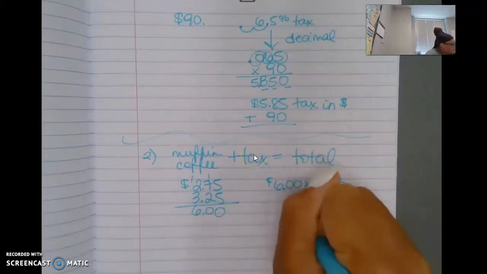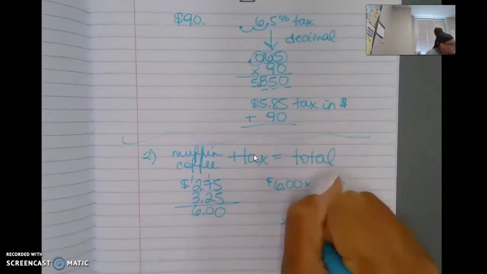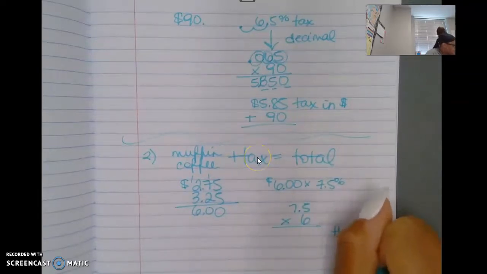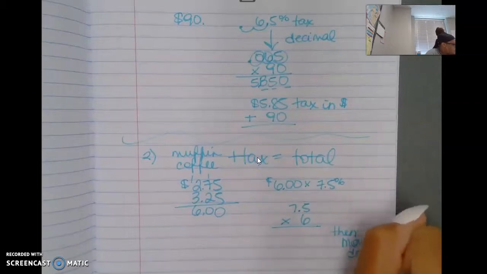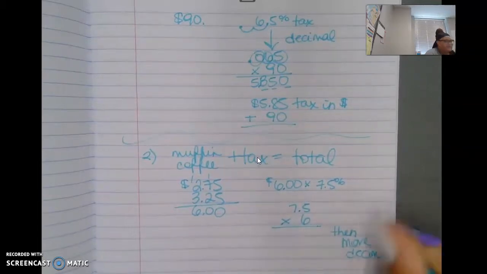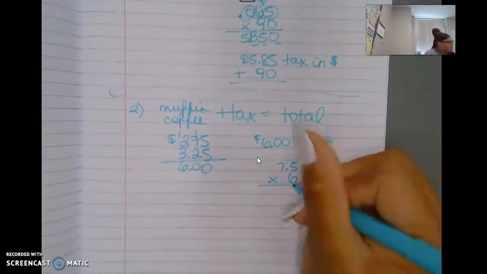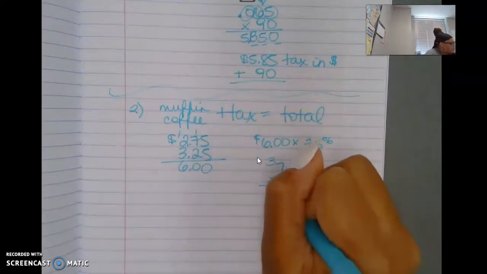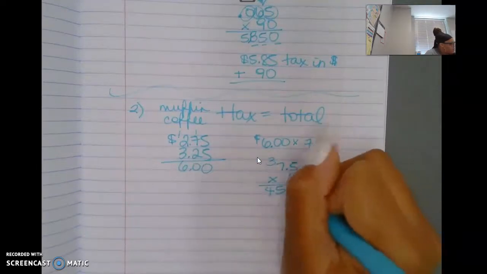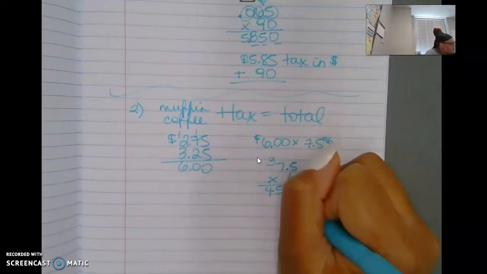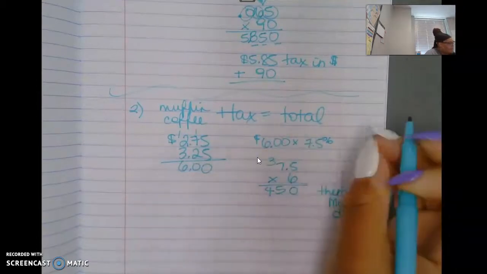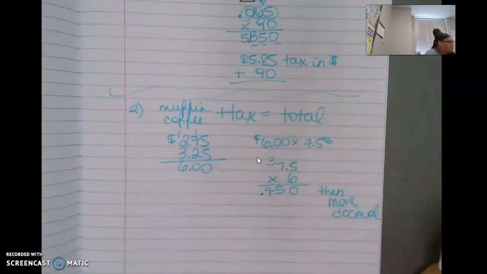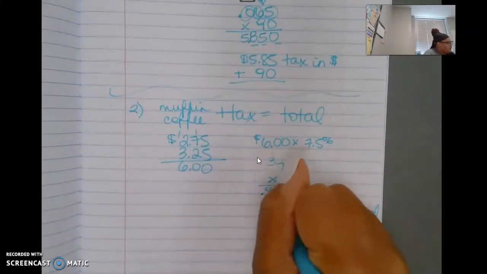Now I can do 7.5 times 6 and then move my decimal 2 places. And that'll still only give me the tax rate. Okay, so 6 times 5 is 30. 6 times 7 is 42, plus 3 is 45. One number after the decimal, and then don't forget the extra 2 numbers that I have to move for my percent. So it ends up being 45 cents.